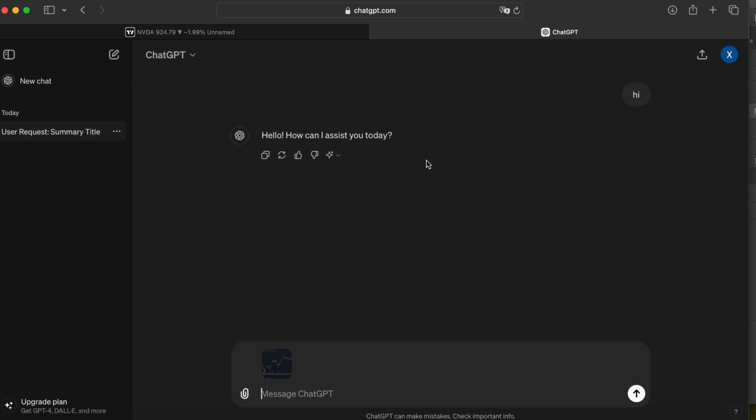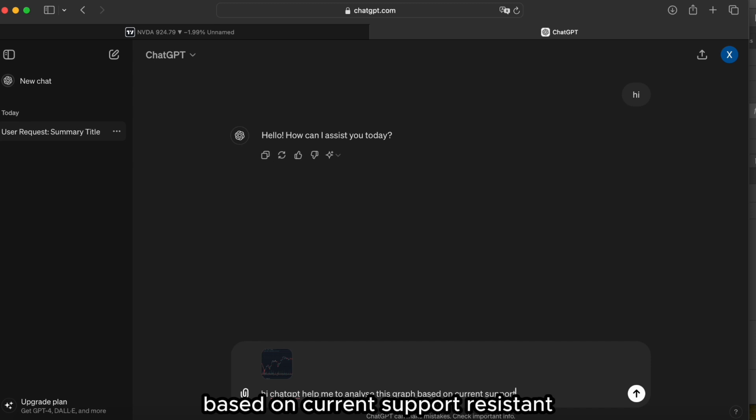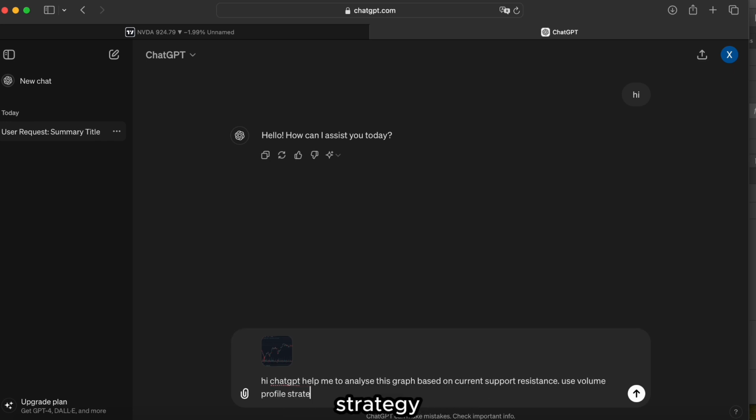And I will ask ChatGPT, help me to analyze this graph based on current support resistance. Use volume profile strategy to analyze the graph, support resistance, to determine support resistance.